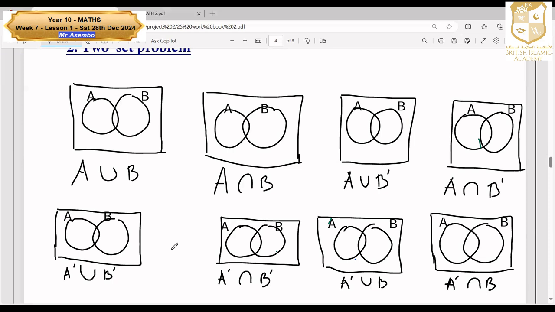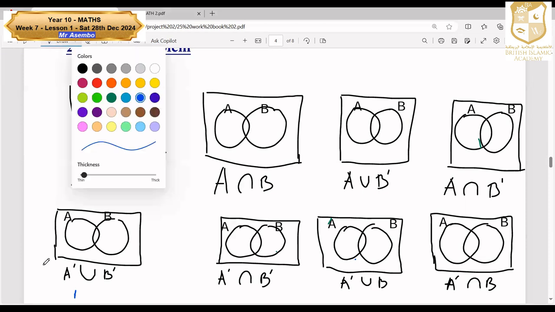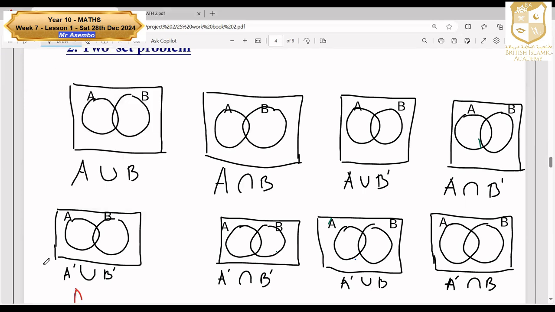Now, these two were discussed also under De Morgan's law. You're going to realize that A complement union B complement is just the same as taking set A intersection set B and then complement. You shall be able to try out those two and see that the result of this one and this one are simply going to be the same. That's why I did not repeat those two of them.